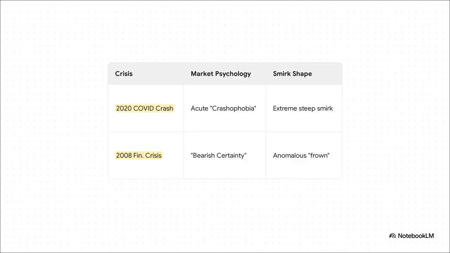And if you compare two major crises, you can really see this in action. During the 2020 COVID crash, it was classic crashophobia. The fear was off the charts, and the smirk became incredibly steep. But in 2008, it was different. The market moved past fear and into what you could call bearish certainty. The smirk actually inverted into a frown.